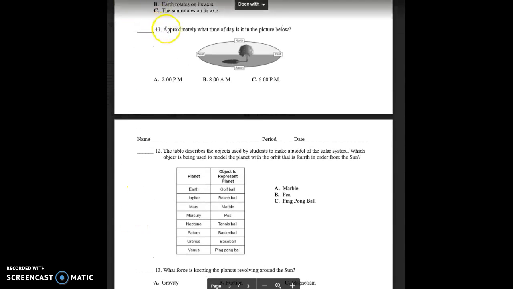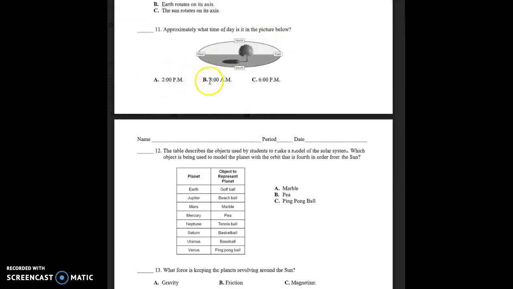Number 11. Approximately what time of day is it in the picture below? A. 2 p.m. B. 8 a.m. C. 6 p.m.